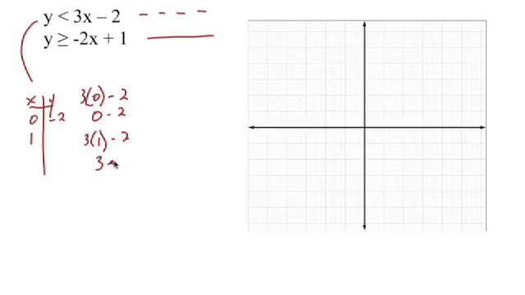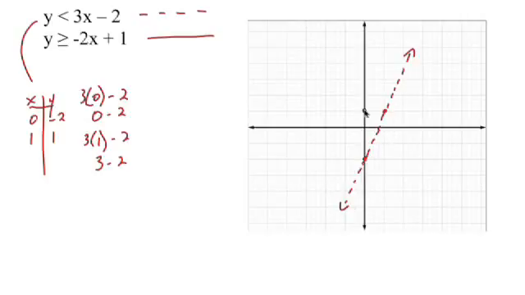3 times 1 is 3. Take away 2 is 1. So you now have two ordered pairs, 2 points to plot. So 0, negative 2 is right here. 1, 1 is right here. And just remember to make that dotted line.